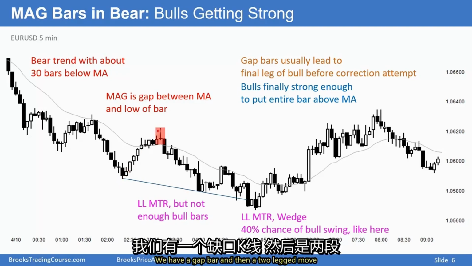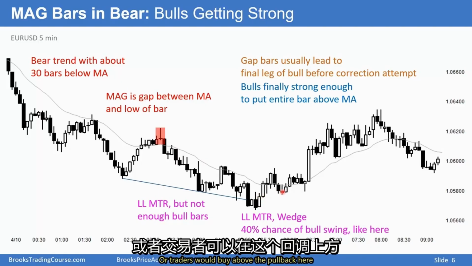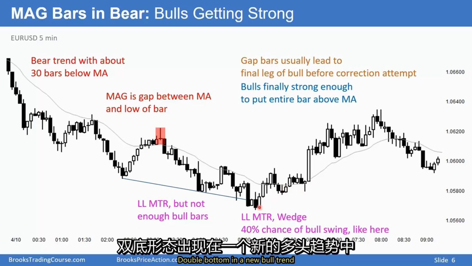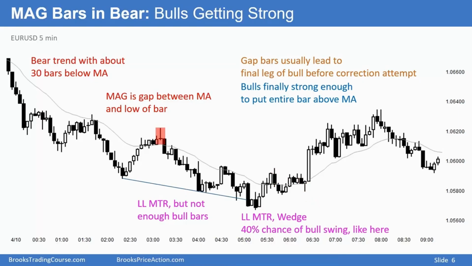Here's the bear low. We have a gap bar and then a two-legged move down to a lower low. We have a bull IOI. That's a buy setup, or traders would buy above the pullback here or above this double bottom bull flag. Double bottom in a new bull trend and a bull buy signal bar.